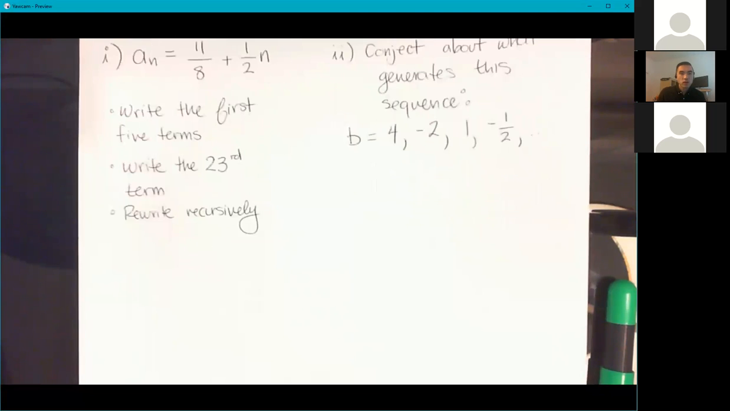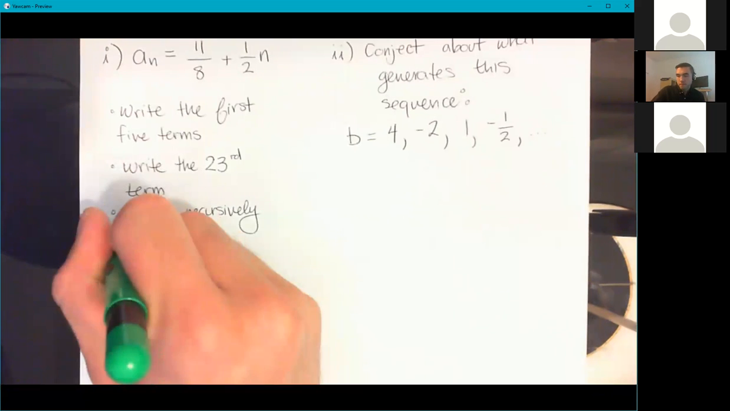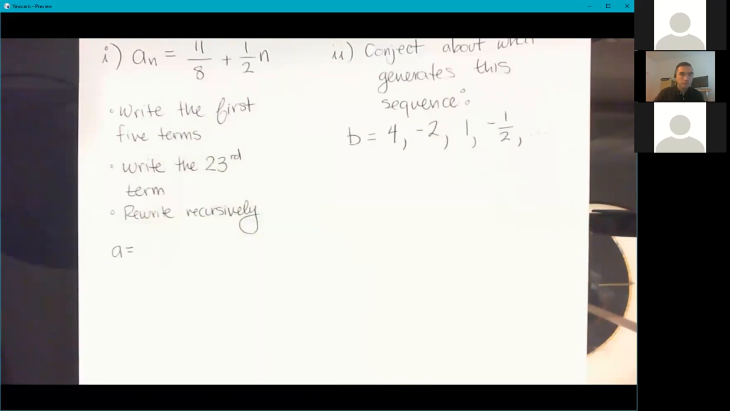So item number one, lots of stuff you're being asked to do here. So what are our first five terms? Anybody? Is the first one 15 over 8? Yeah, and so, you know, it's just adding, right? It's 11 over 8 plus 1/2.